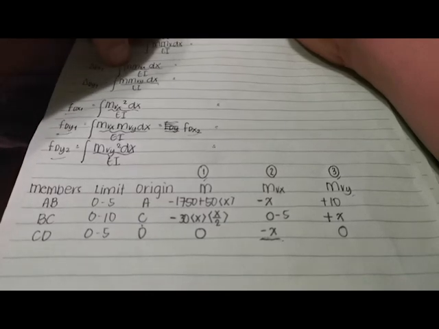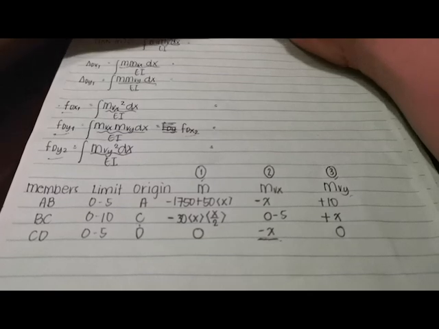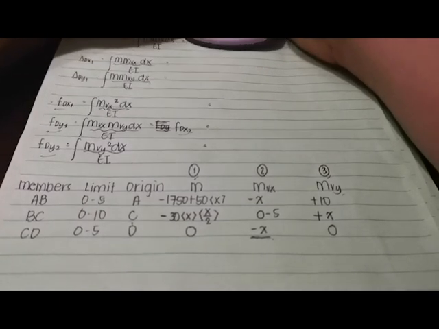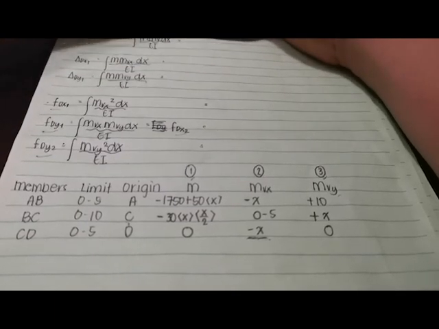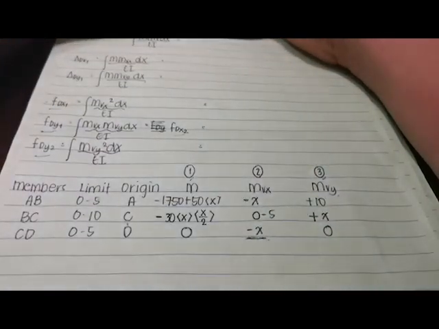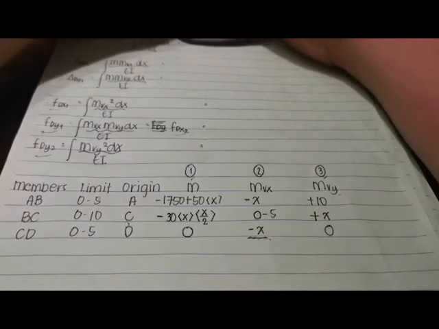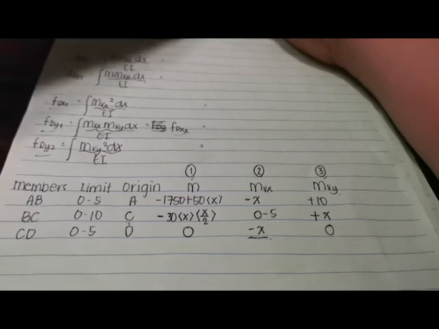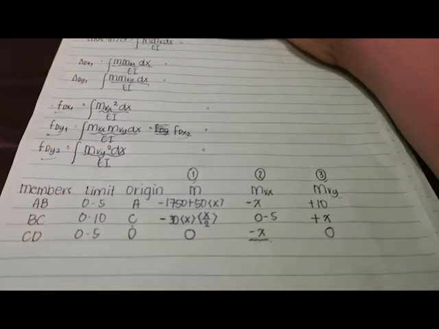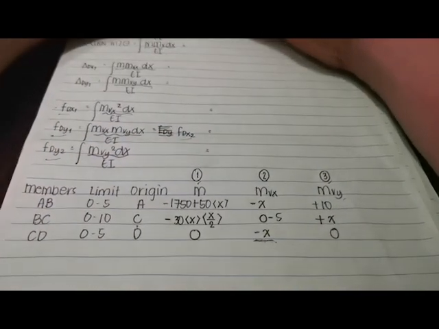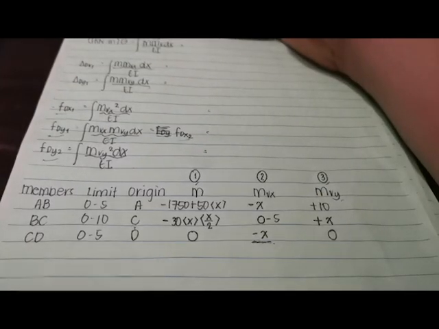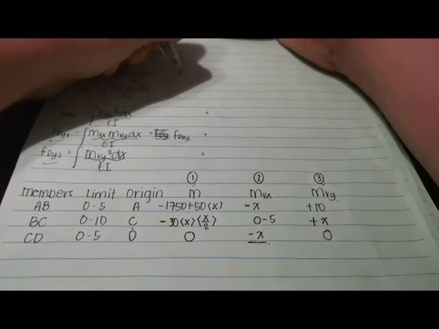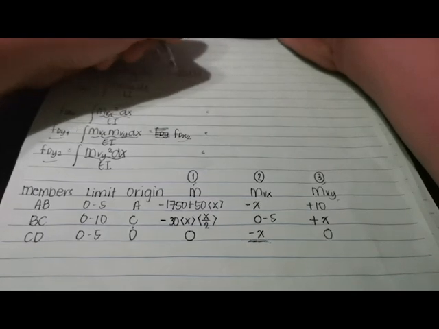So let's do it. The product of m, your m at member AB, is equal to negative 1750 plus 50x multiplied by negative x from 0 to 5, plus the integral of negative 15x squared multiplied by negative 5 from 0 to 10, plus the integral of 0. This is already 0, so we can just leave that. So your delta dx1 now will become 44791.67 or 134,375 over 3EI.